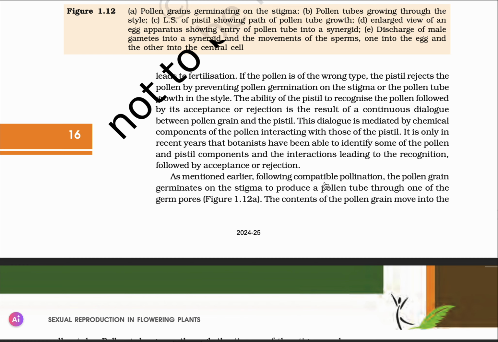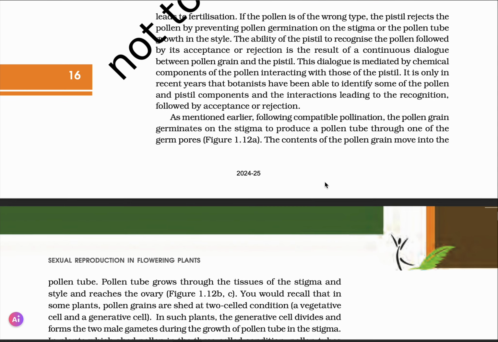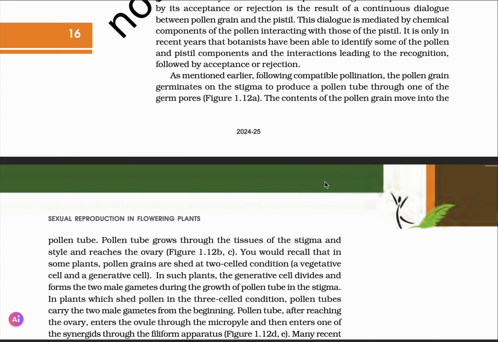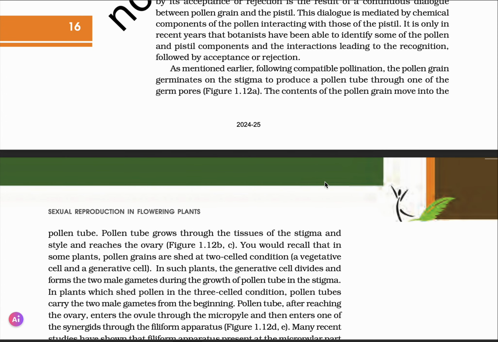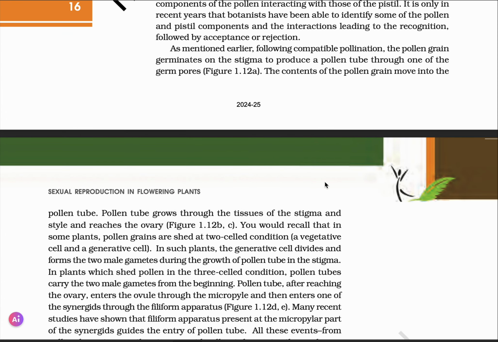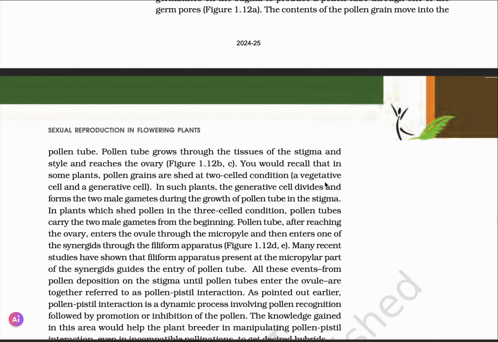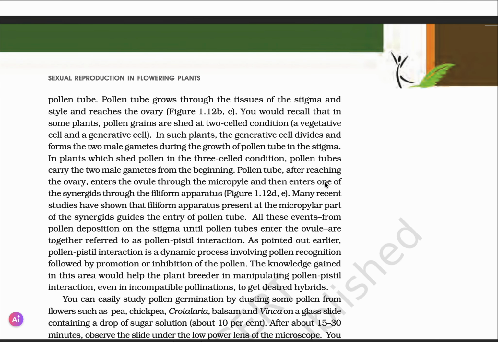As mentioned earlier, following compatible pollination, the pollen grain germinates on the stigma to produce a pollen tube through one of the germ pores. The contents of the pollen grain move into the pollen tube. The pollen tube grows through the tissue of the stigma and style and reaches the ovary.